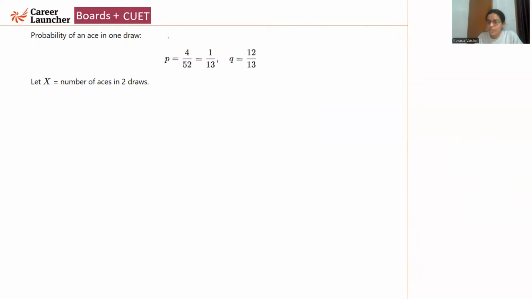So in this case, क्या हमारे पास values हैं? We have four aces out of the total 52. तो P की value 1 by 13 हो जाएगी. And because there are two cases in this situation, या तो तुम्हें ace मिलेगा या नहीं मिलेगा. So it means this question is based on binomial distribution. So it means P की value is 1 by 13 and Q की value is 1 minus 1 by 13, which is 12 by 13.